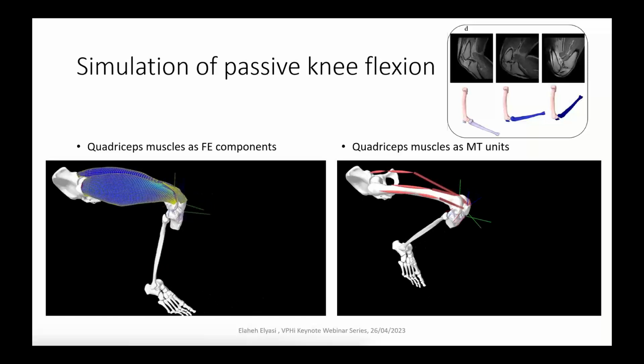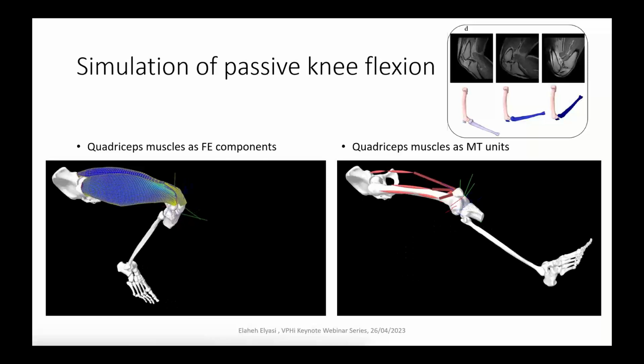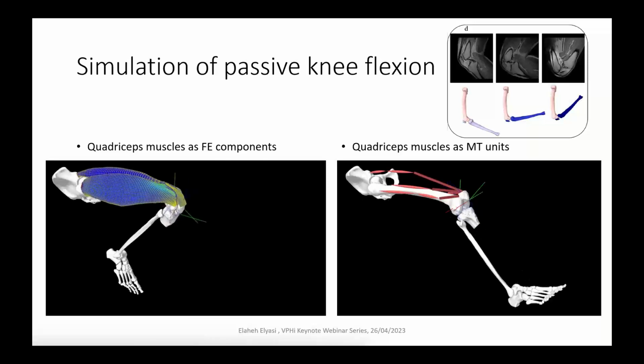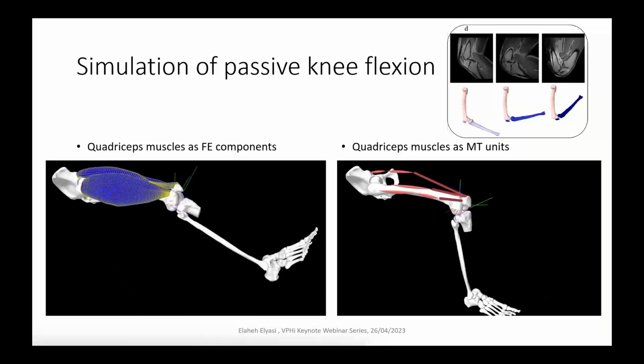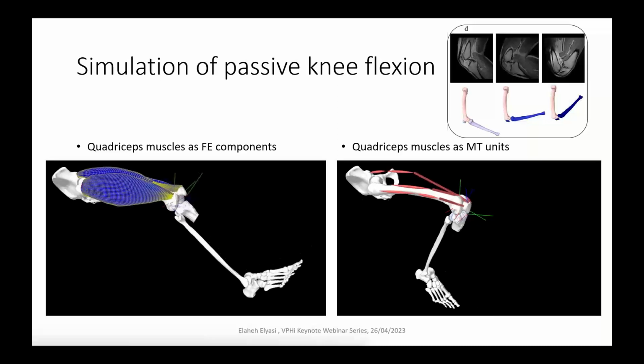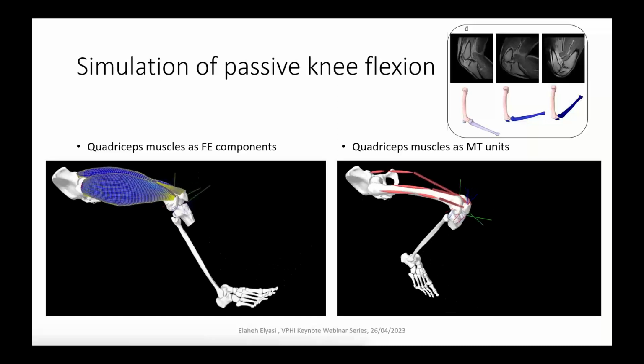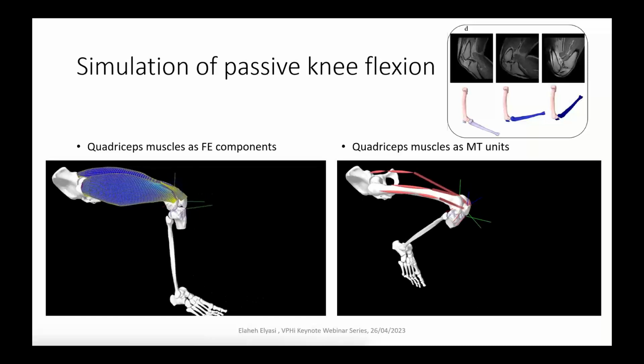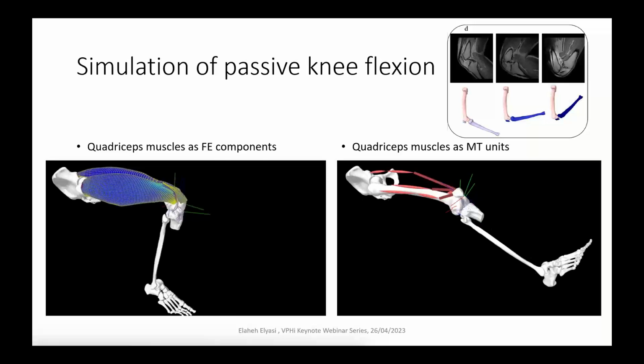The results were compared obviously against validation data that we have available from MRI images at various flexion angles to see the amount of precision that we were sacrificing by using multi-point muscles.